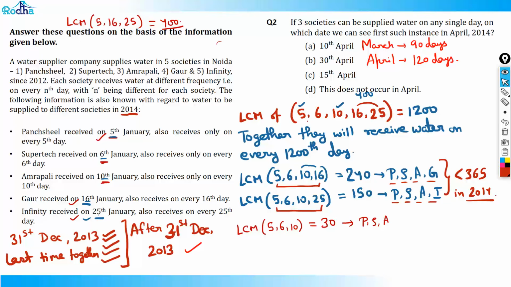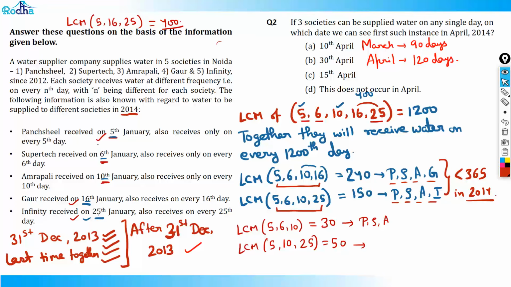Okay, another smaller combination: I can take 5, 6 and 25. The LCM of 5, 6 and 25 is 150, so not that. I should take here 5, 10 and 25. So it is again less than 90. That is 50, right? So the LCM of 5, 10 and 25 is 50.